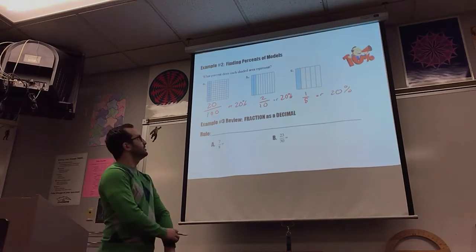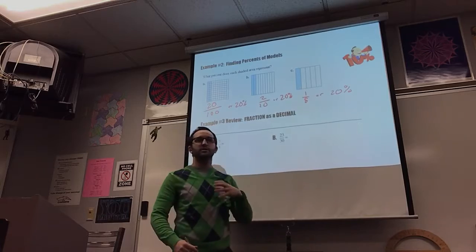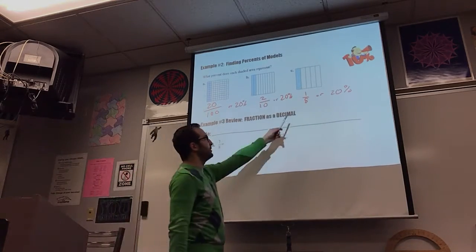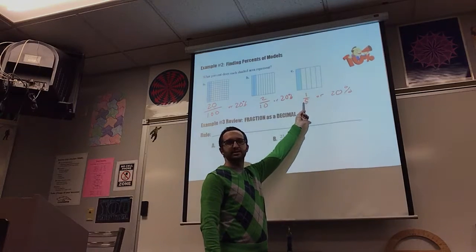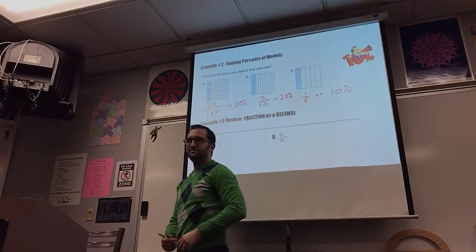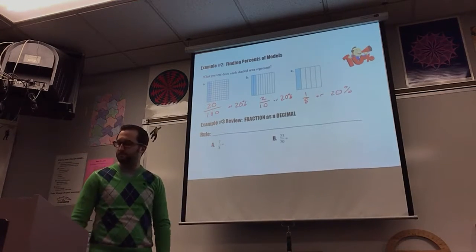Interesting. And that's because these denominators all can scale to 100. It makes it a little bit easier for us, right? How many times do I need to multiply 5 by to get to 100? 20 times. I'm just trying to get you to think about things in different ways. It'll make some more sense when we get to that part.